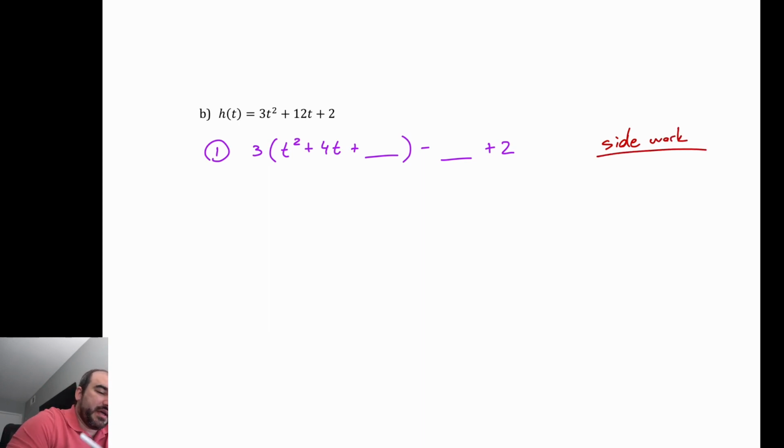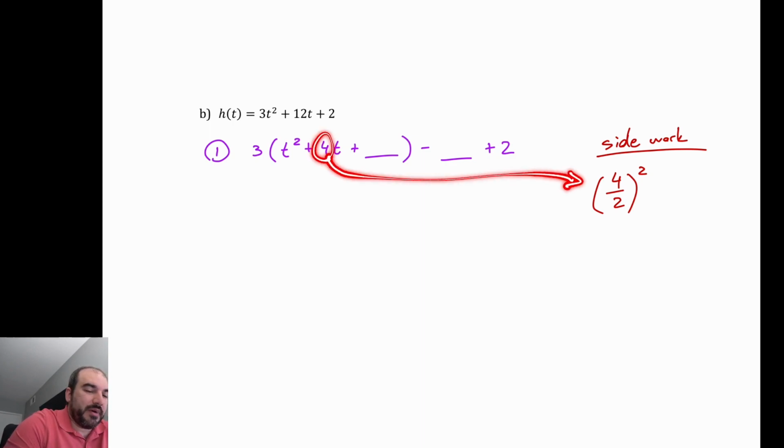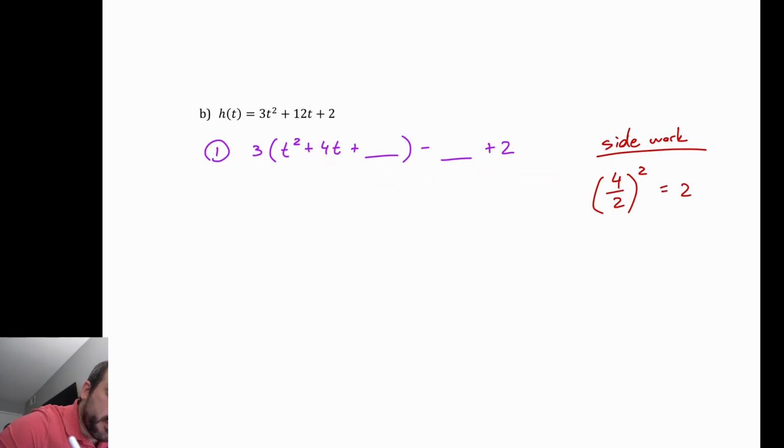We're going to take the middle term, which is the 4t. We're going to take its coefficient, and we're going to divide by 2. 4 divided by 2 squared. And that's what's going to go into the blank in the parenthesis. Okay, so you take the coefficient of the middle term, you divide by 2, and then you square. And that gives us 2 squared, which is equal to 4.